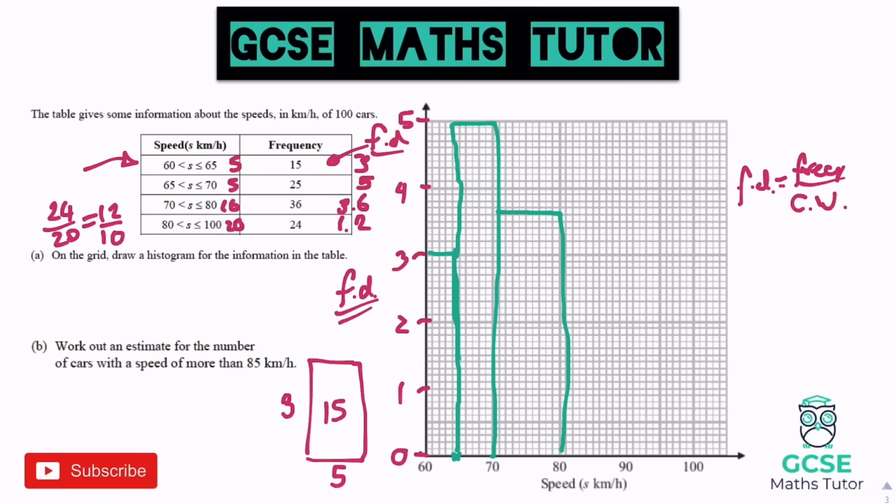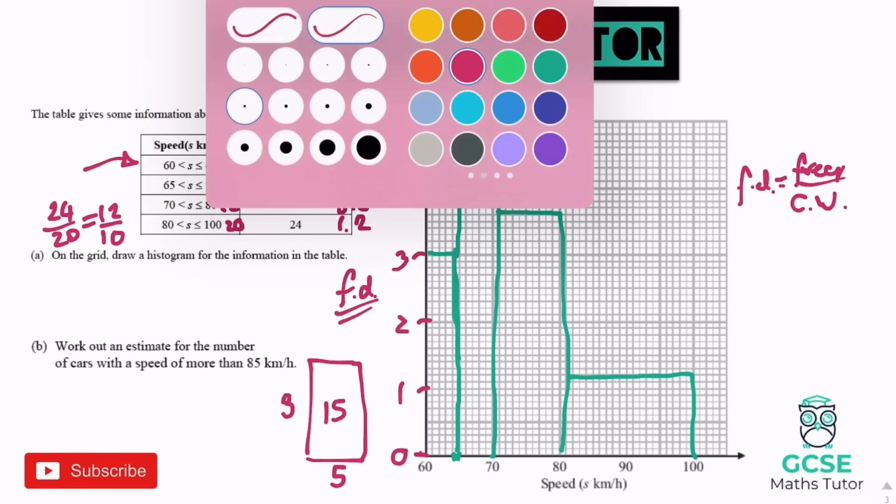There we go, and then drawing that bar in, and then the final bar there has a width of 20 all the way up to 100 and a height of 1.2. So 1 is there, 0.2 just about as best as I can, and there is your histogram. Okay, so we can also look at some stuff from this as well.